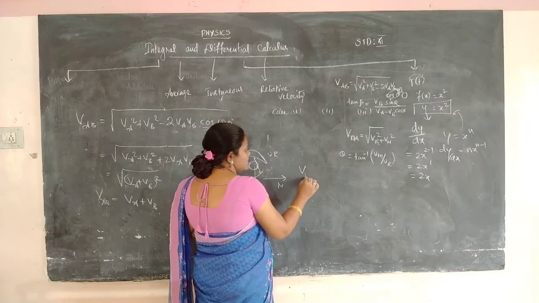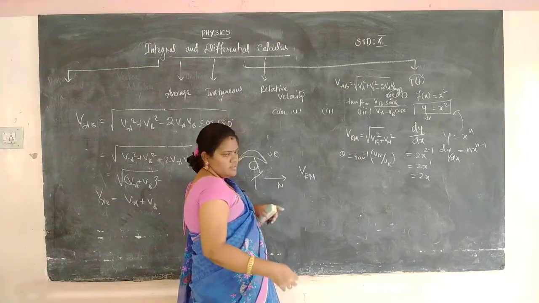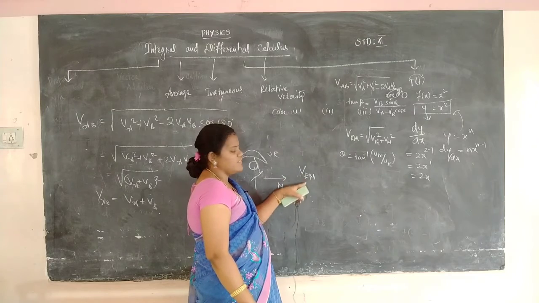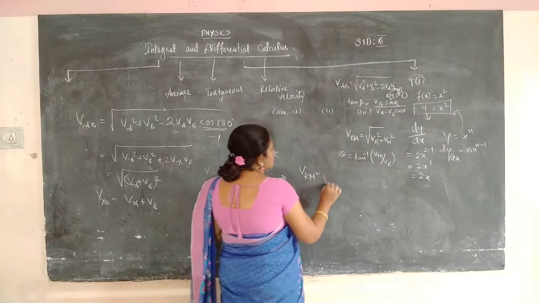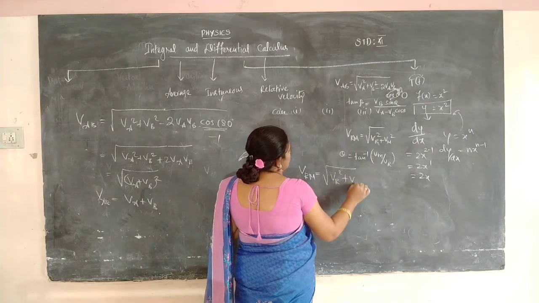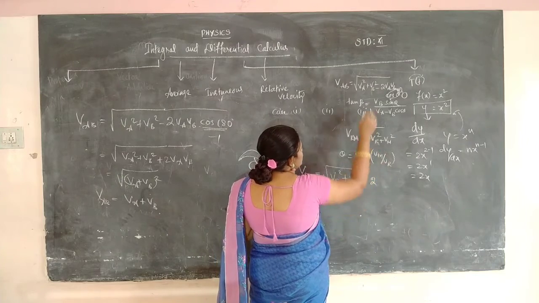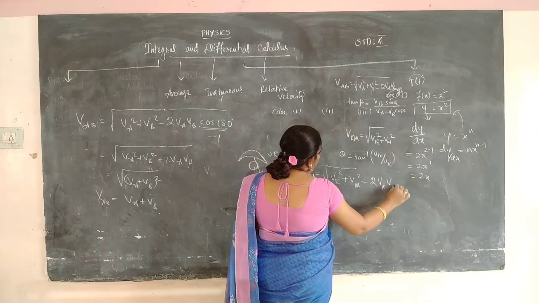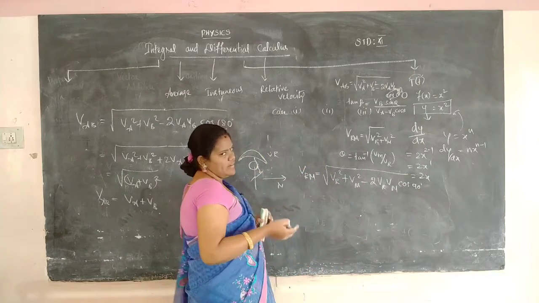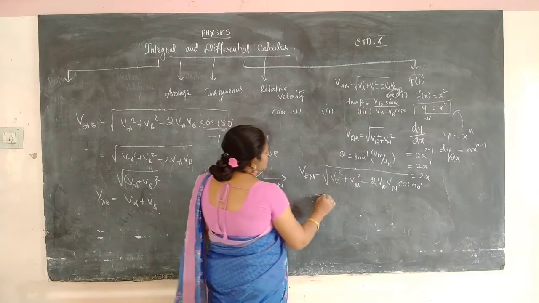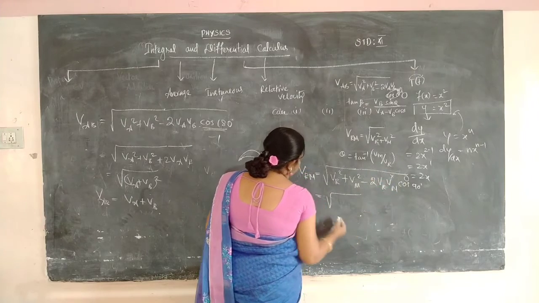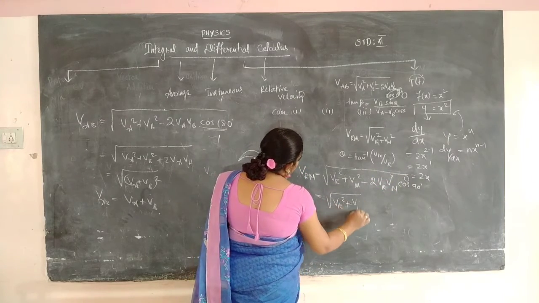We want to calculate the velocity of rain with respect to the man. You are going to calculate the speed of the rain. The relative velocity of the rain with respect to the man will be equal to the square root of VR square plus VM square minus 2 VR VM cos 90. The value of cos 90 is already told, it is 0. So we multiply the whole term by 0, and it will be 0. So it is root of VR square plus VM square.